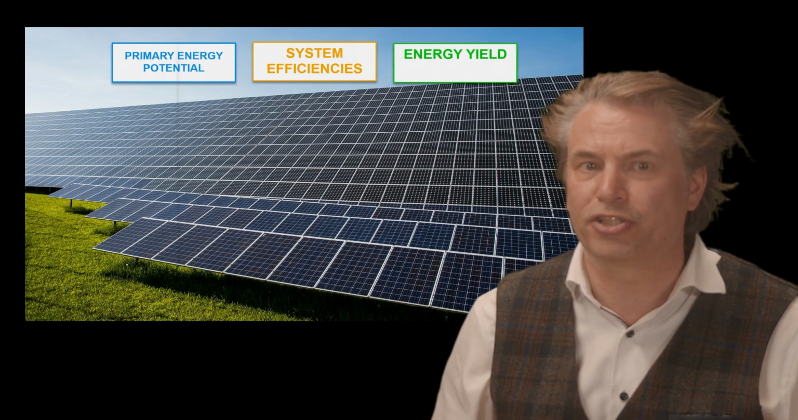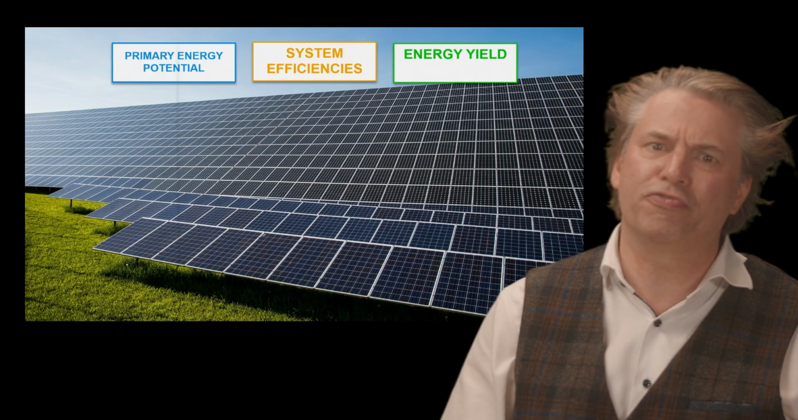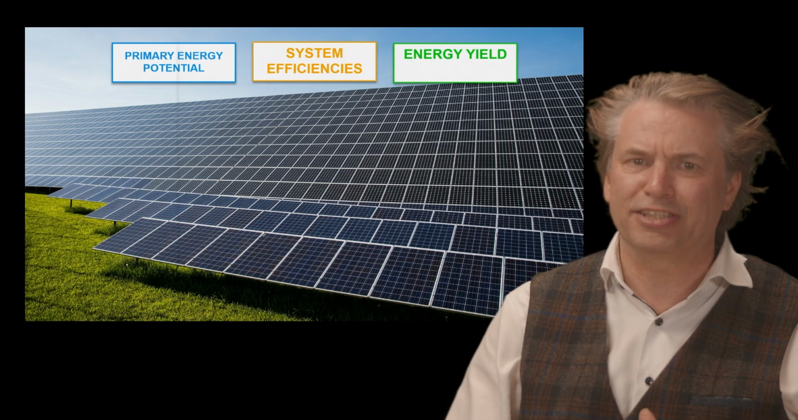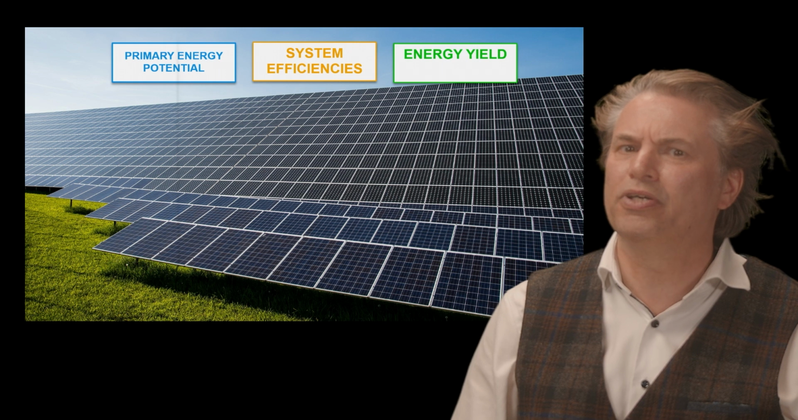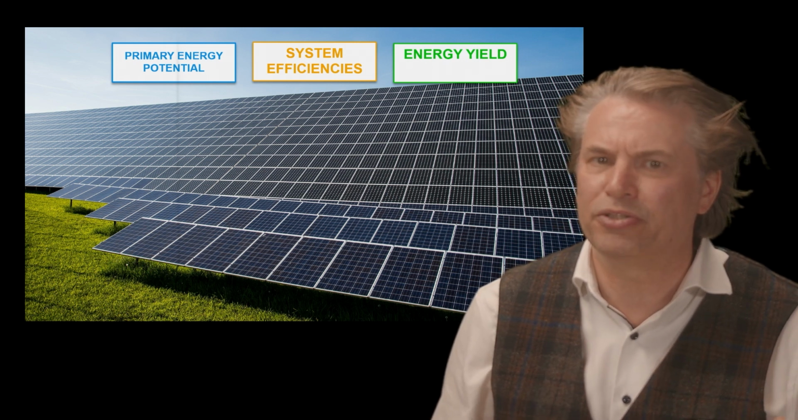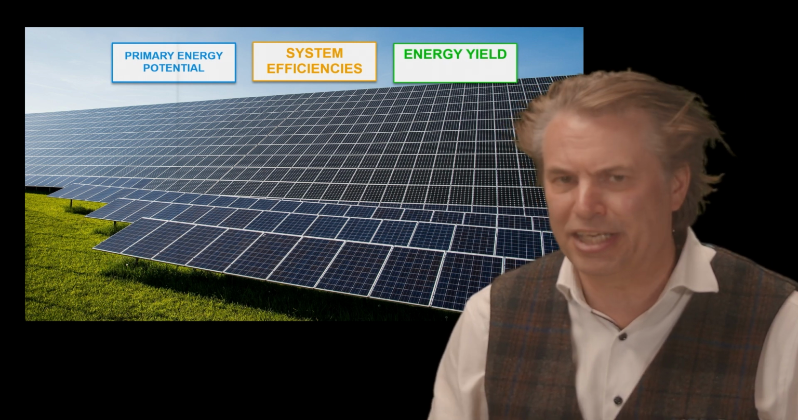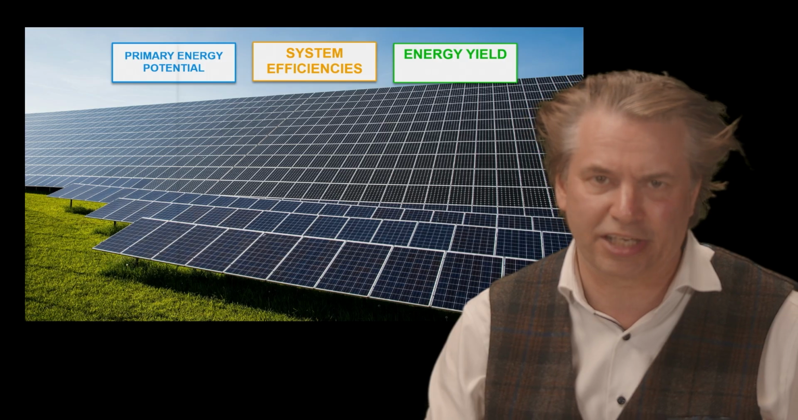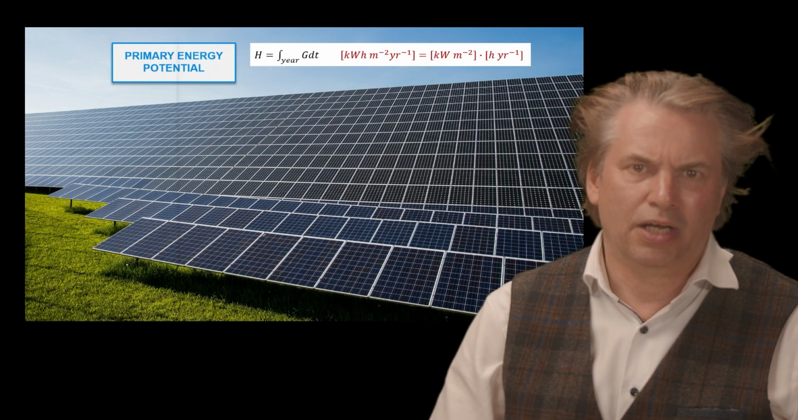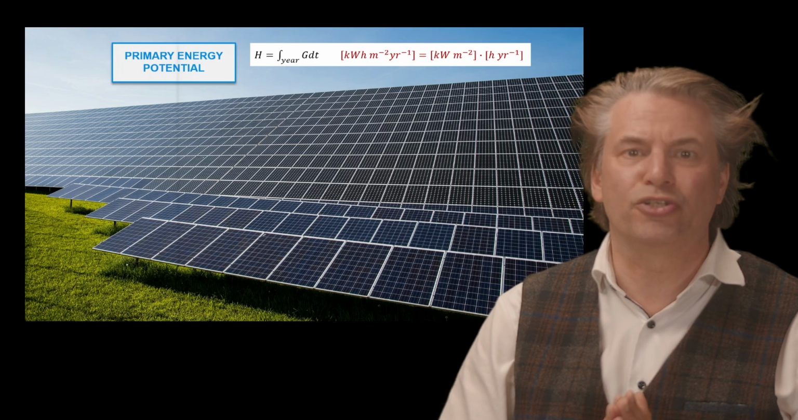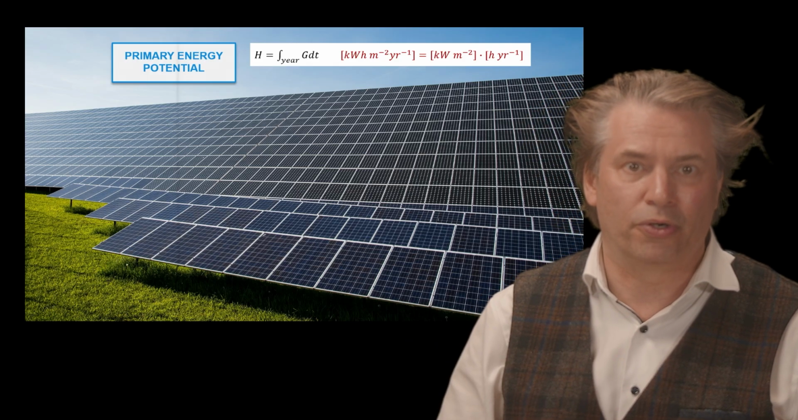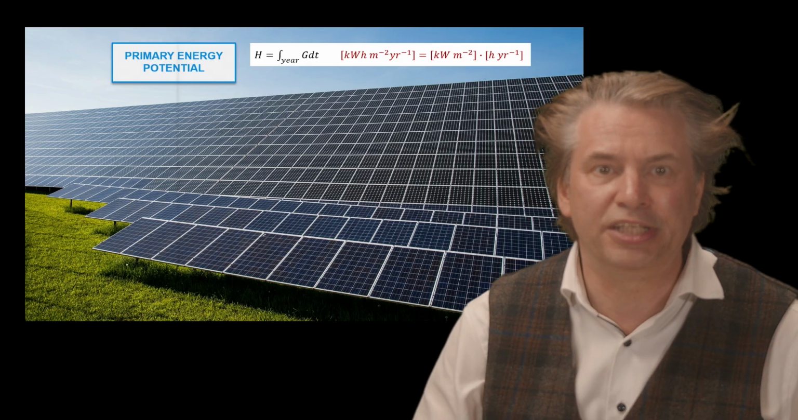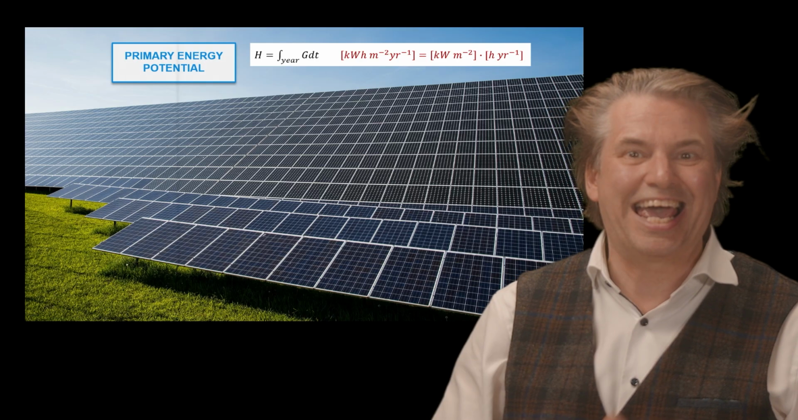As discussed in the Sustainable Energy Systems MOOC, photovoltaics is currently the fastest growing energy technology in the world. Let's look into the primary energy potential, the system efficiency and the energy yield of typical photovoltaic systems. The primary energy source is the solar irradiance incident on planet Earth. Here I introduced the solar irradiation H.